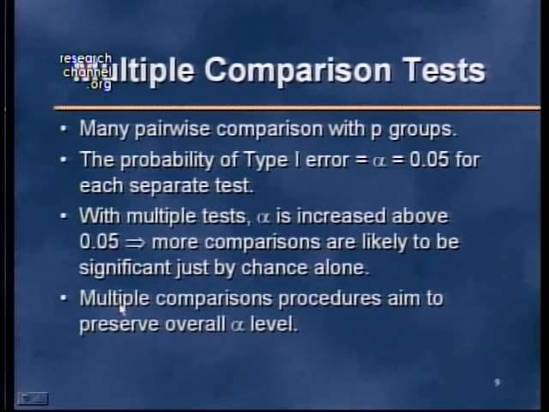So the aim of any multiple comparisons procedure is to preserve the overall alpha level. In other words, at the end of the day, we would like to be able to say that we've kept the probability of a type 1 error minimized at 5%. So the multiple comparisons procedures are an attempt to keep that level at 0.05 and not increase it above that.